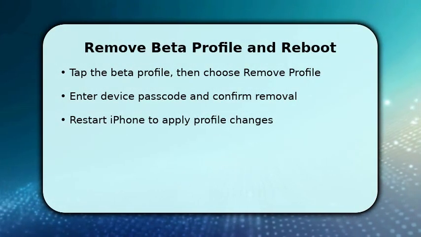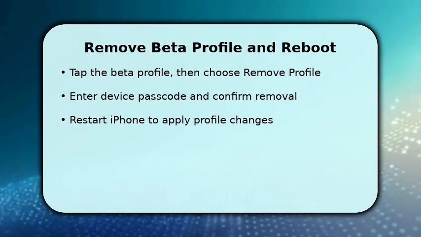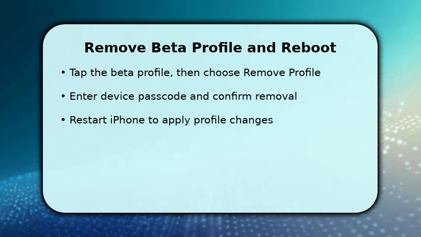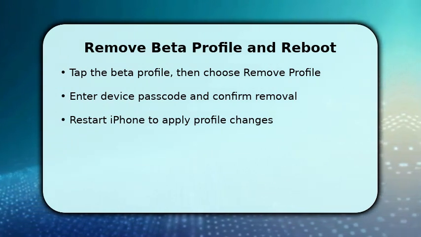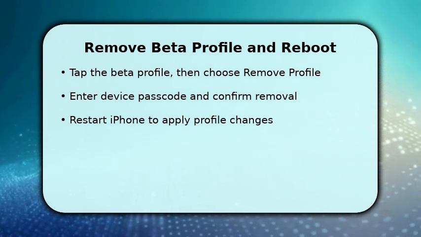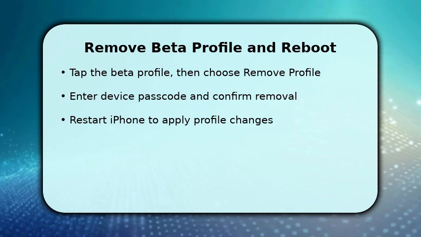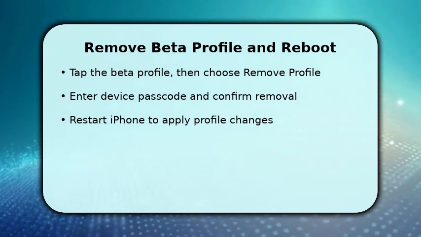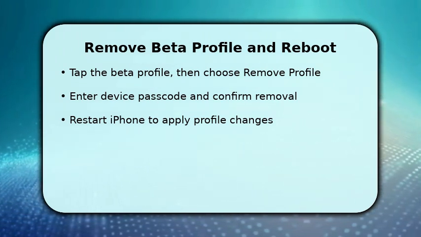Now remove the profile itself and reset system state. Tap the beta profile, choose Remove Profile, and authenticate with your device passcode. This tells the system to stop receiving beta updates. After removal, go back to General and scroll to Software Update to verify the device is off the beta channel.